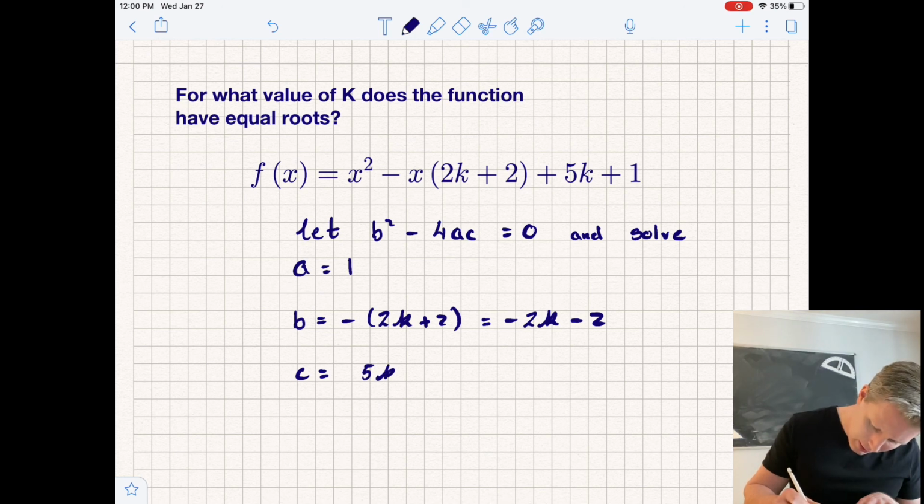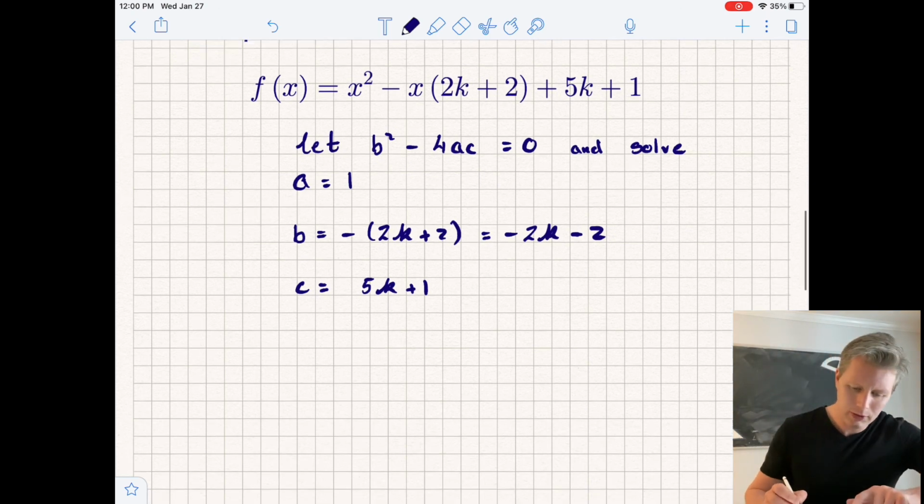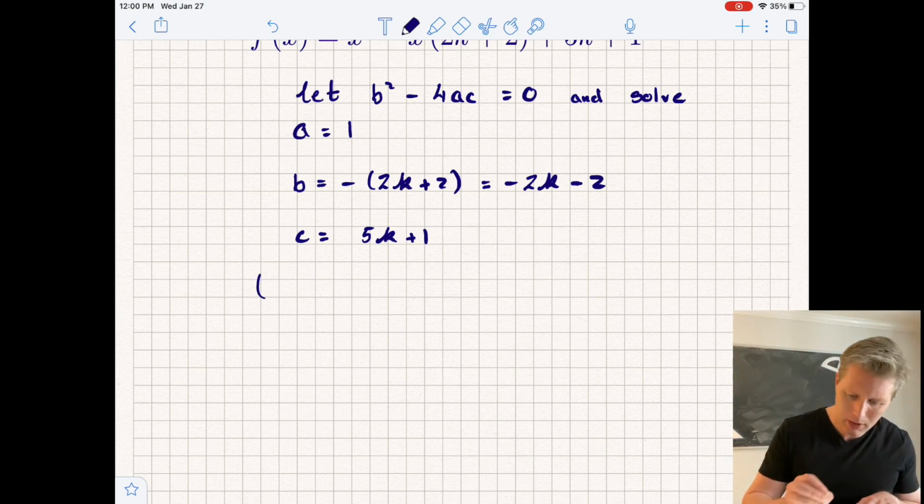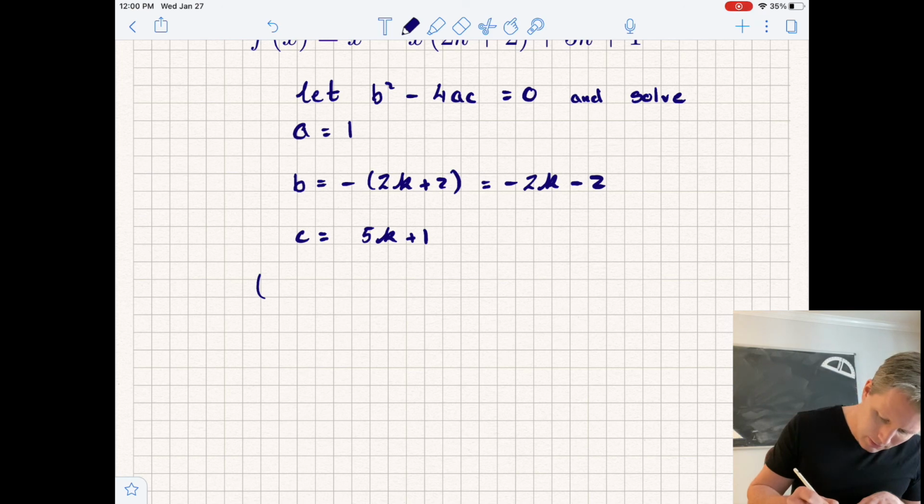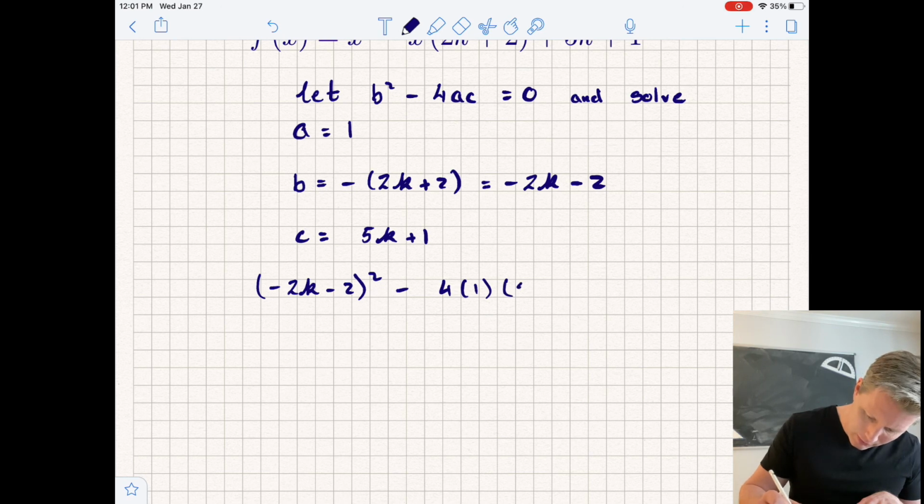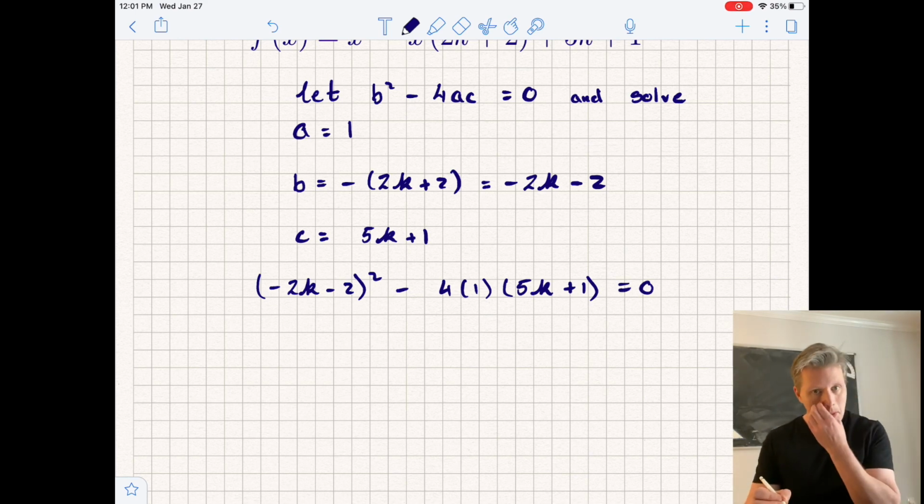So that's 5k plus 1. All right, so let's form our discriminant. Let's form b squared minus 4ac. b squared minus 4ac, therefore, will be negative 2k minus 2, that's my b, squared, minus 4ac, where a is 1, and c is 5k plus 1. And I'm going to let that equal 0 and solve.